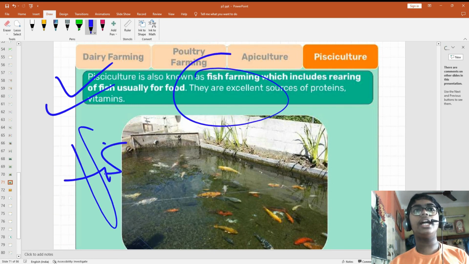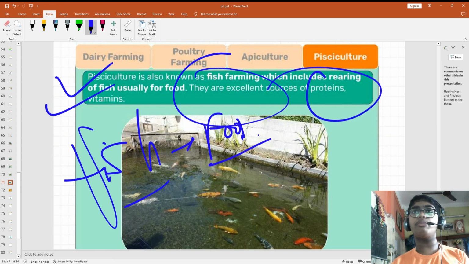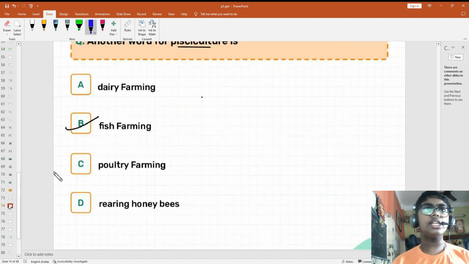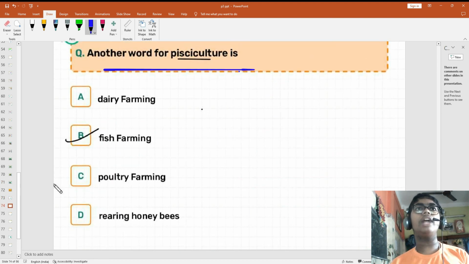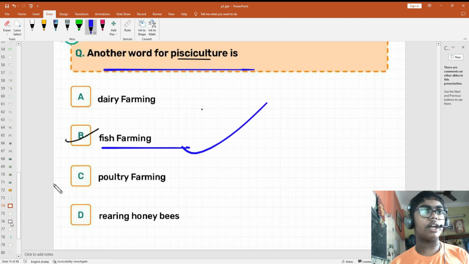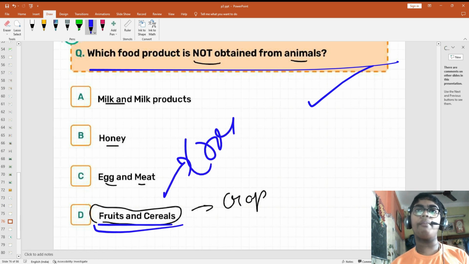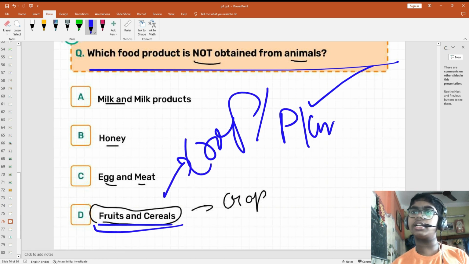Fish are reared because we take them as food. They are excellent sources of proteins and vitamins. Let's go with some quizzes. Another word for pisciculture is fish farming. Next is which food is not obtained from animals? Fruits and cereals. These are all crop-based or plant-based products.